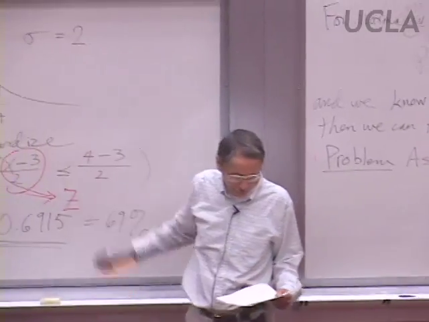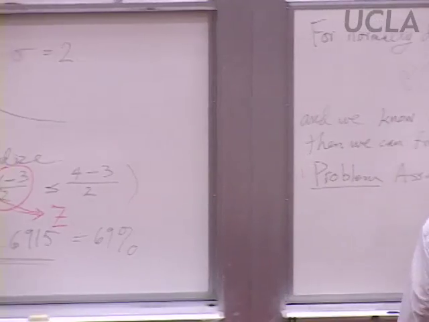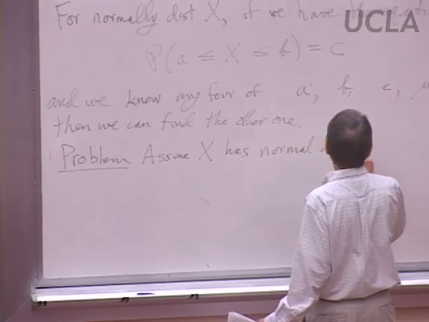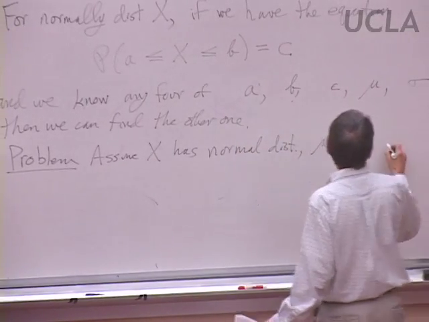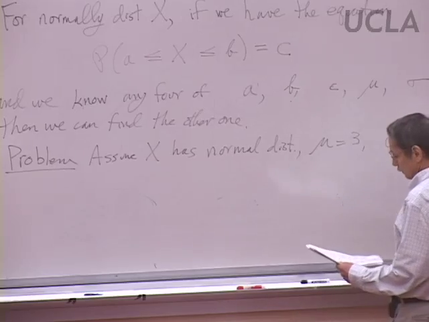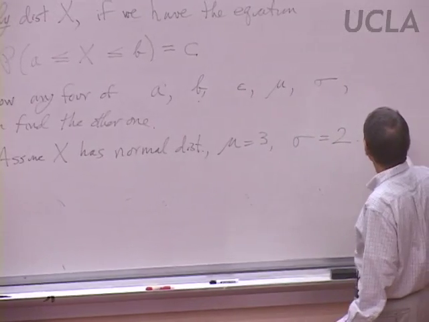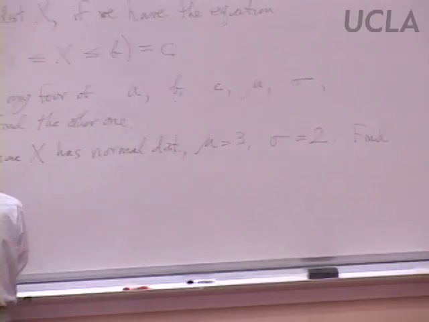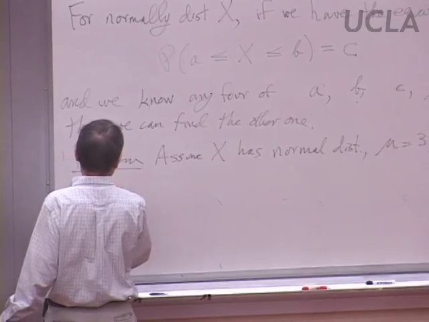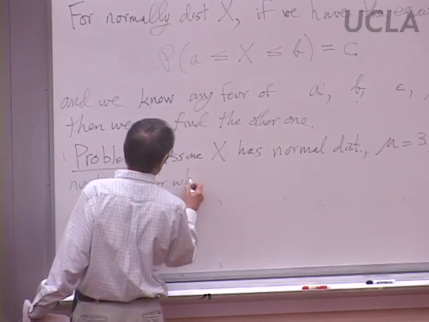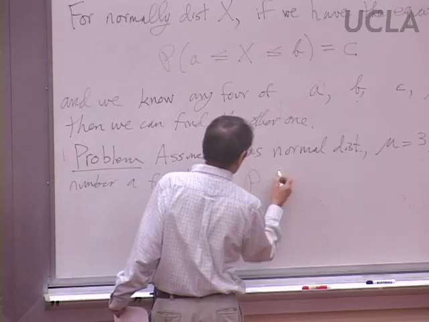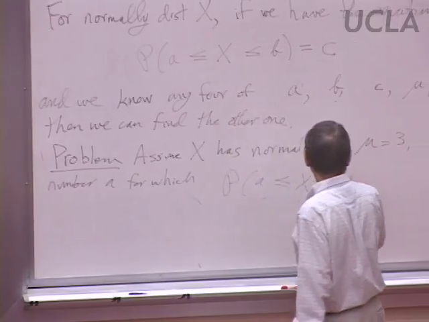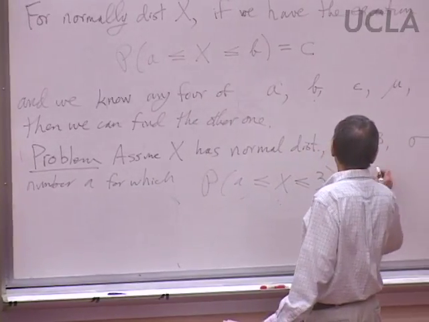Back to this random variable. It has a normal distribution. Its mean is 3. Its standard deviation is 2. Only now we're going to solve for A. We want to find a number A such that the probability that x is between A and 3 is 30%.